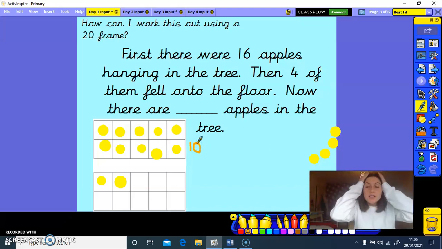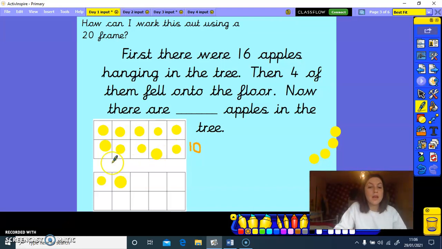Are we ready? 10. Now I've got to count on 2. Are we ready? 10 in your head? 10, 11, 12. So the answer is, again, 12. And this method is the 20 frame method, using your counters to put them into the correct amount of spaces and then remove them by how many you need to take away.